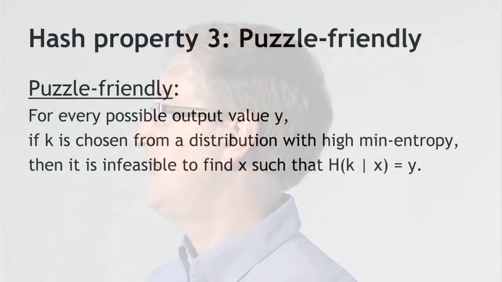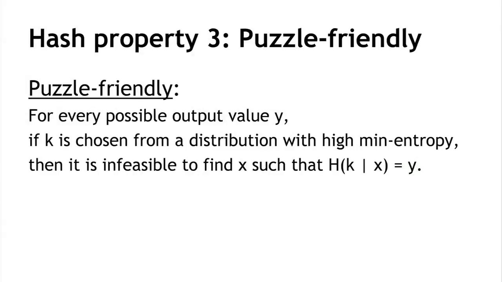The third security property we're going to need is that they're puzzle-friendly. And this is, again, a little bit more complicated, but let me just go through it a bit by bit. For any possible output value y that you might want from the hash function, we're going to use y as an output value of the hash later, that if k is chosen from a distribution that has high min-entropy, that is, k is chosen randomly from some set that's super spread out, then there's no way to find an x such that the hash of k and x is equal to y.